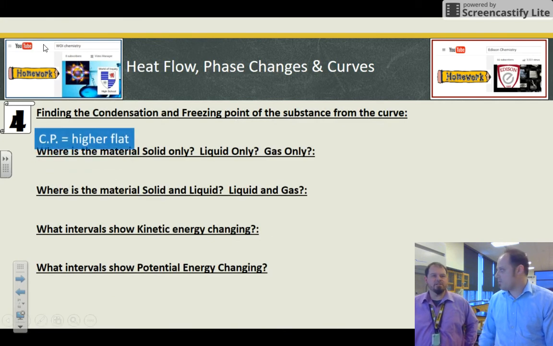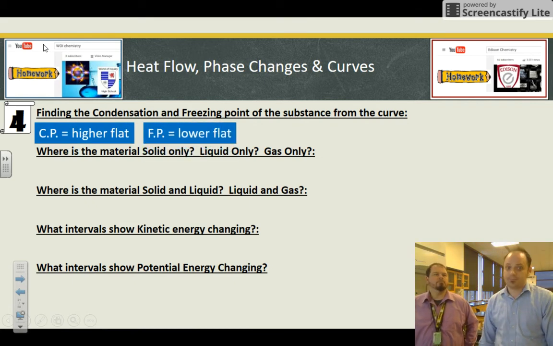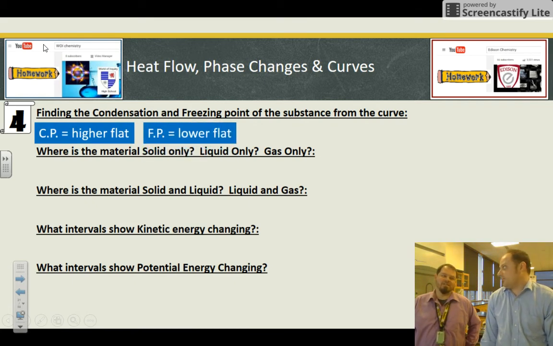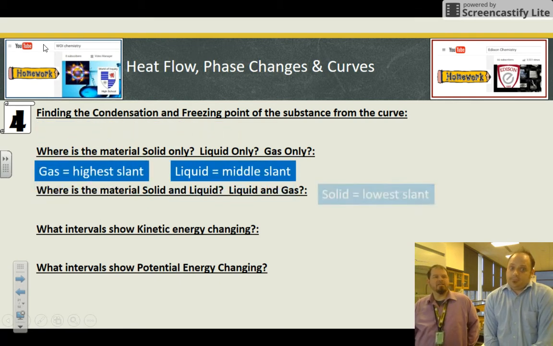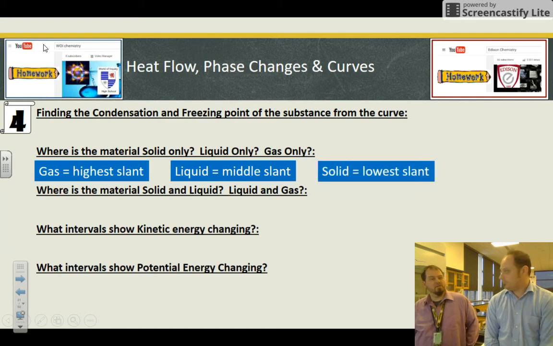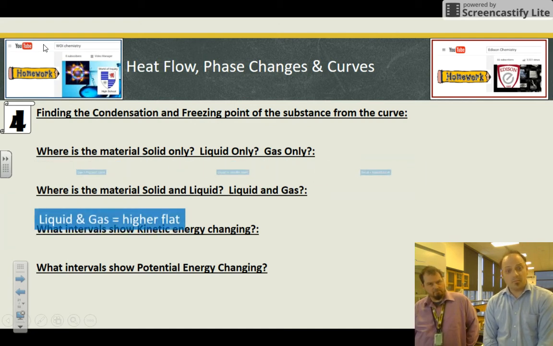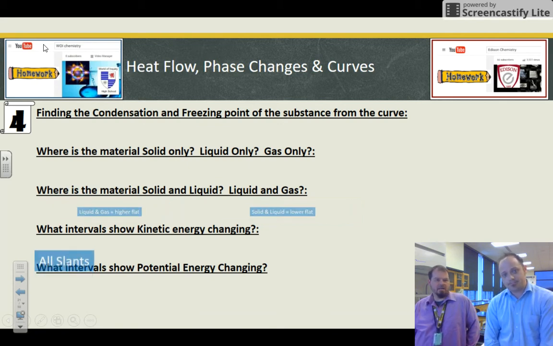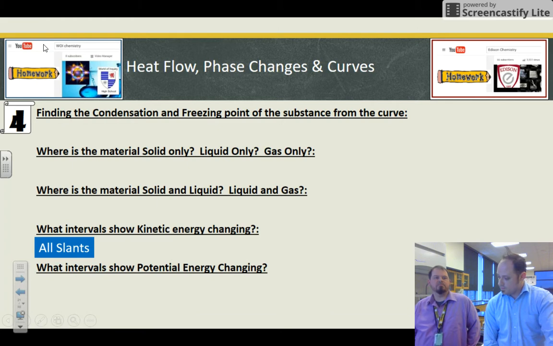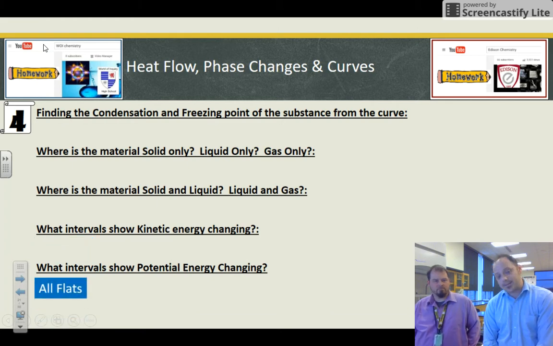So find the condensation and freezing point. Higher and lower flats. It's getting redundant, I know, but it's important so we can label these things up. Gas is the highest slant, liquid is the middle, and solid is the lowest slant on a cooling curve. The mixed phase points are where you've got the flats. So the liquid and the gas are in the higher flat in this case, and the liquid and the solid are in the lower flat in this particular case. Kinetic energy is always where there's slants. Potential is always where there's flats.